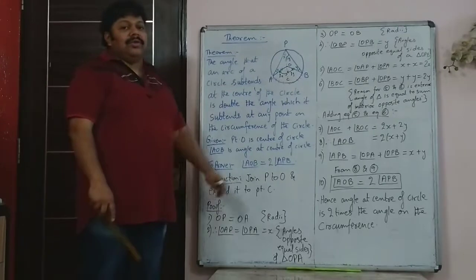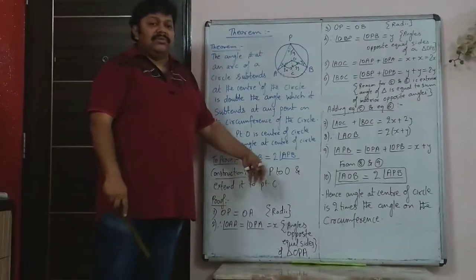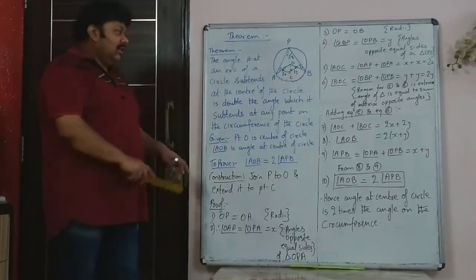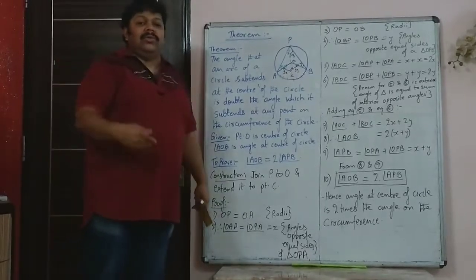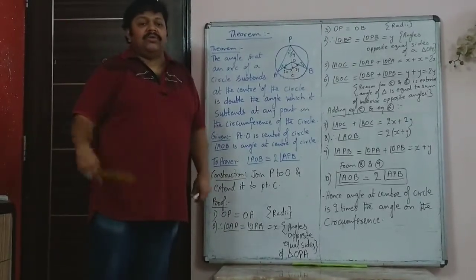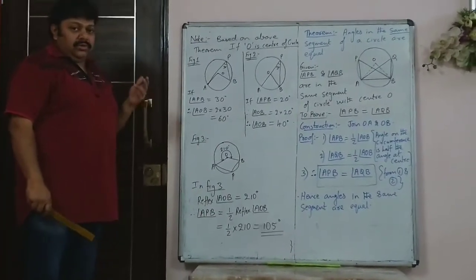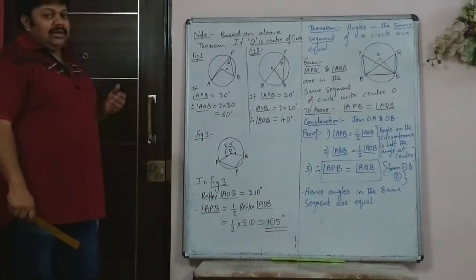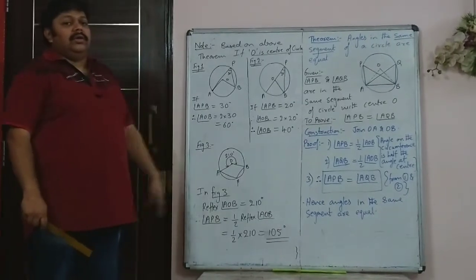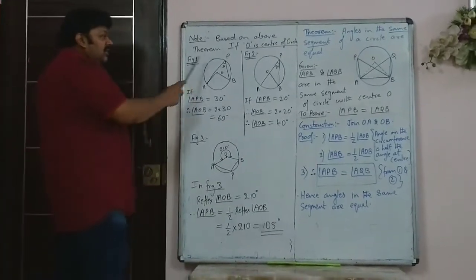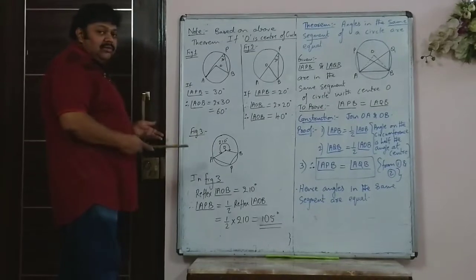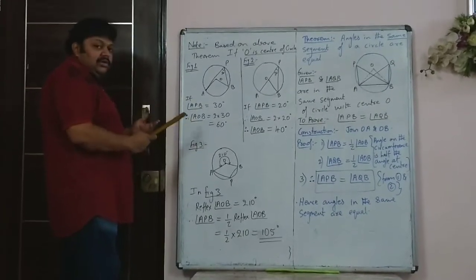This is a very important property. Based on this, some questions will be asked in the board exam. It may be only this property or maybe some 2 or 3 other properties which we are going to learn today. Now we just wrote the first theorem, that is angle at the center is double the angle at the circumference. So with respect to that, we are just seeing 3 figures so that you understand the theorem better.